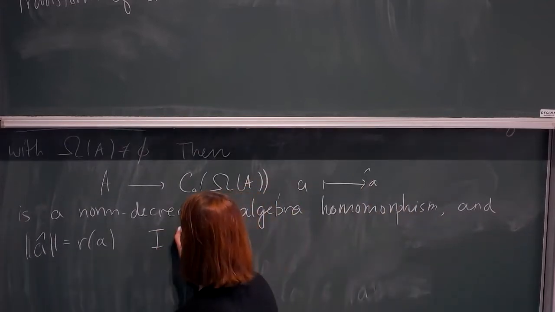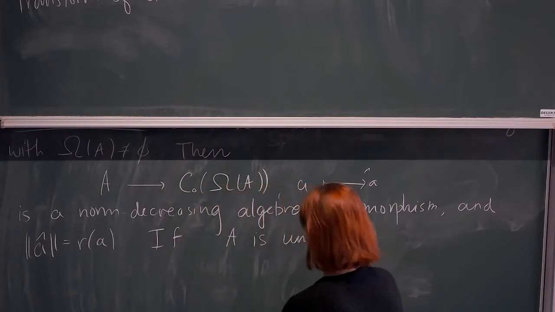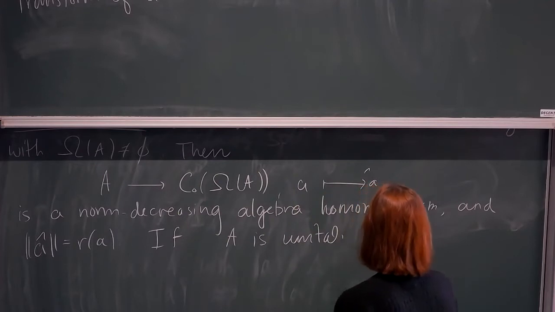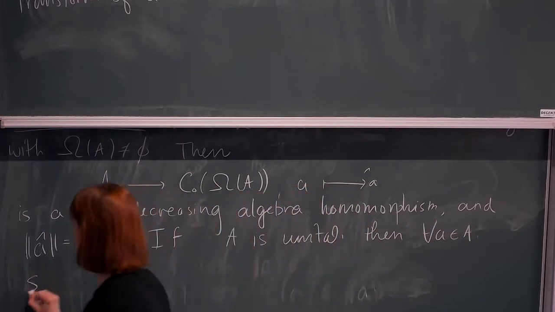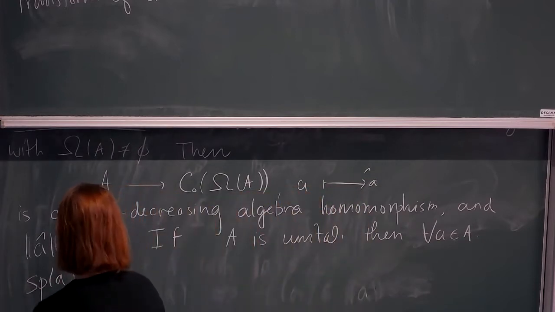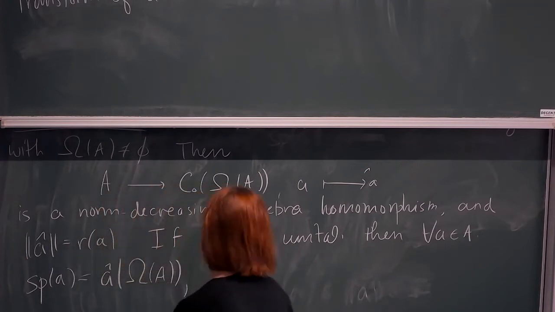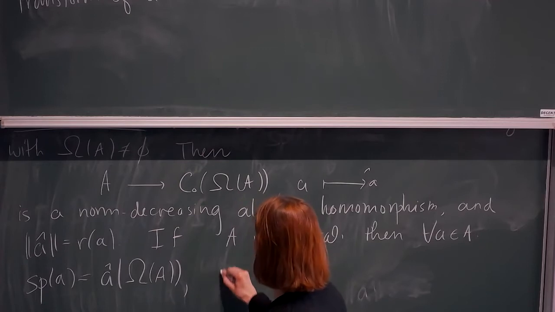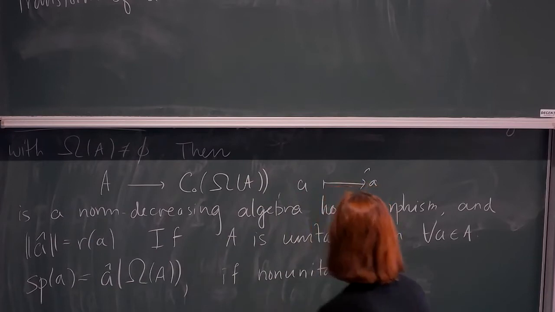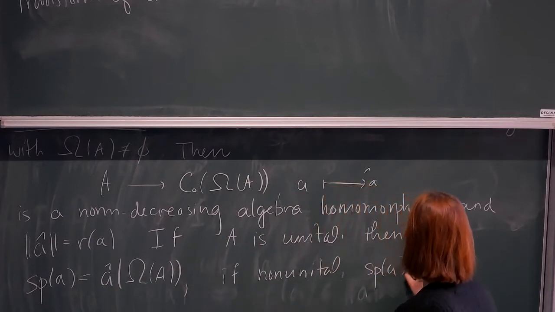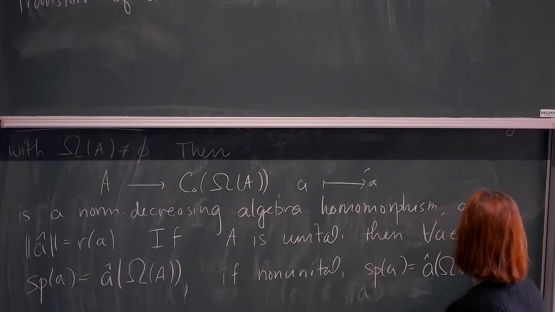Moreover, if A is unital, then for every a in A, the spectrum of a is the image of a hat. And if A is not unital, then the spectrum of a is the image of a hat together with 0.